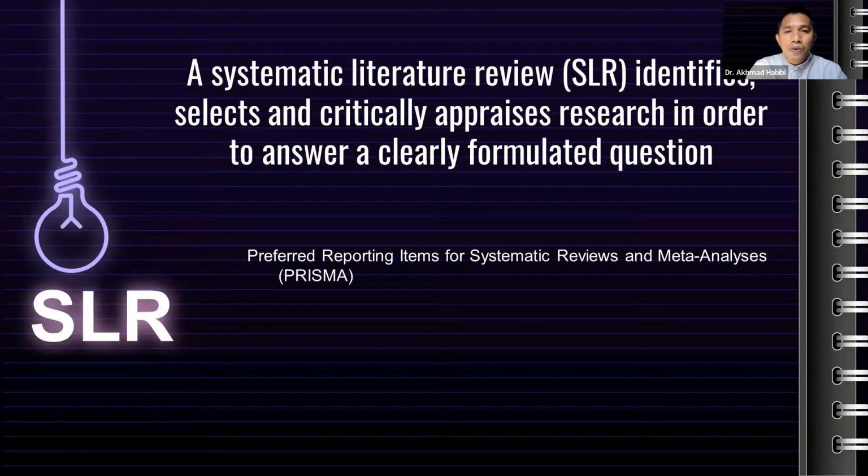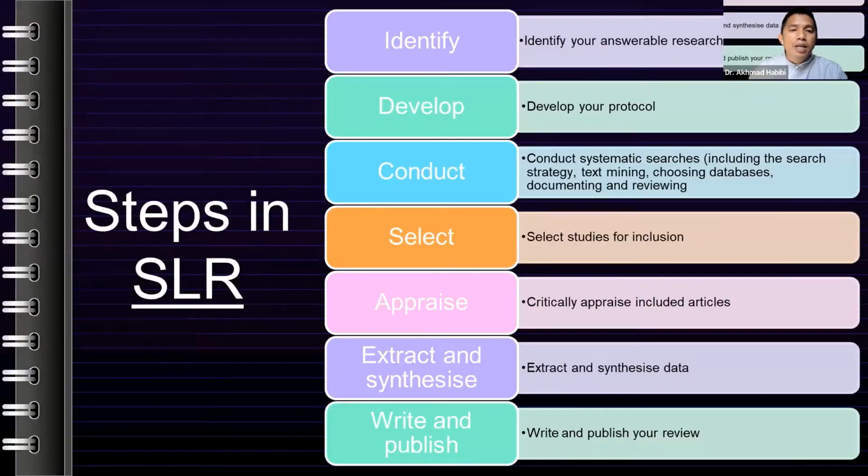If you look for sources, you can visit prisma.com, the formal website of this approach. Then you can find details about how to write literature review articles and get them published. So PRISMA is one of the approaches. This one is the steps. Before that, I'd like to share a video with you all about literature review. Let me share it first.